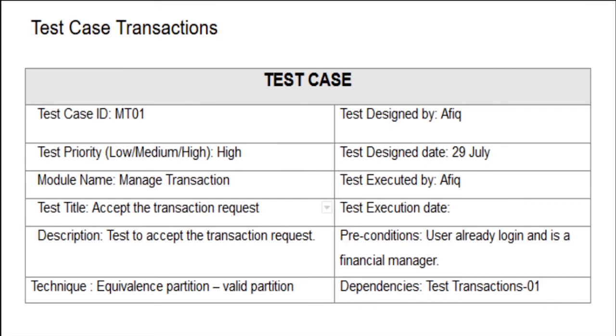We need to prioritize this test case. Module name is Manage Transaction. Test title: accept the transaction request. Description: test accepting the transaction request. The precondition: user already logged in and is a financial manager. Technique is equivalence partition, valid partition. Dependencies: test transaction 01.